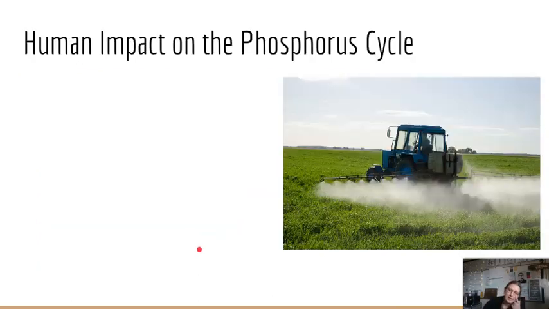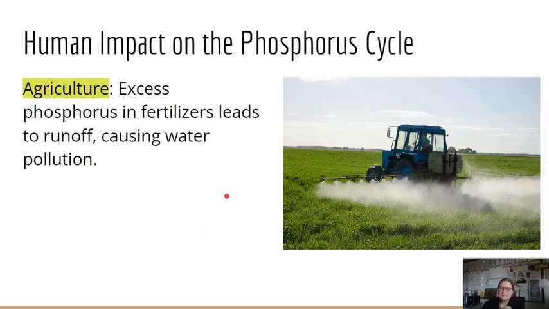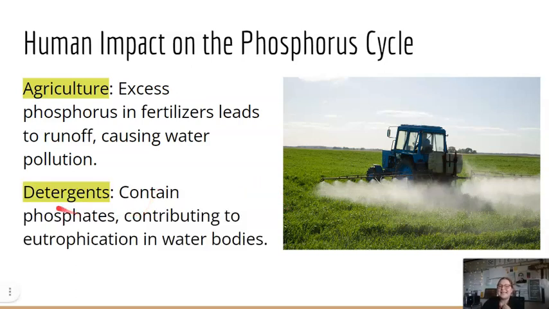For the human impact on phosphorus, because plants need phosphorus for most of their cells, we include phosphorus in fertilizers. Fertilizers are primarily going to be nitrogen, which we just talked about, and phosphorus. Excess phosphorus in fertilizers leads to runoff, which causes water pollution. And then there are also detergents that contain phosphates, which contribute to eutrophication in bodies of water, which we talked about in that last lesson.